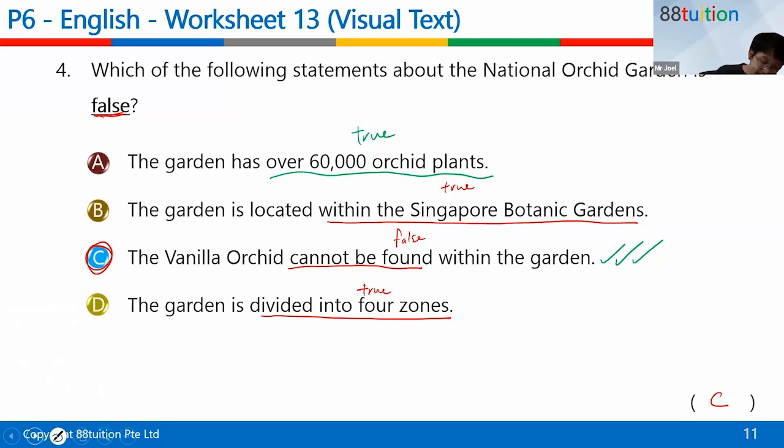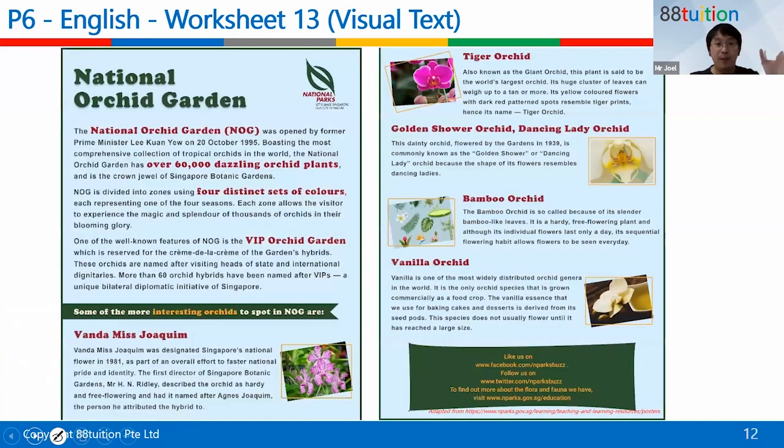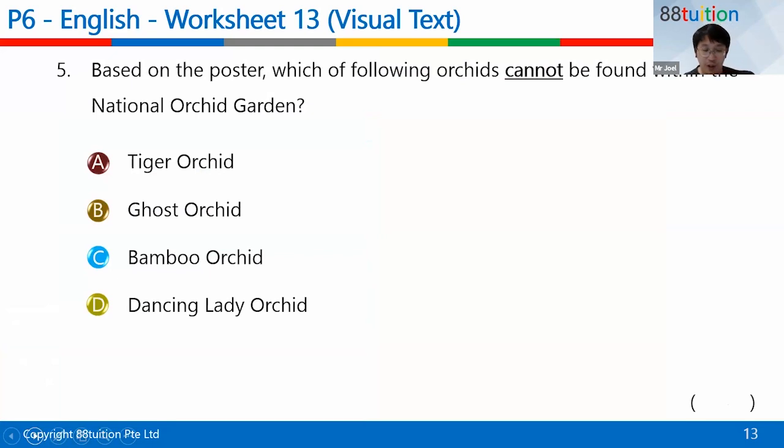Okay. Next. Number 5, based on the poster, which of the following orchids cannot be found in the National Orchid Garden? All right, so this is just assuming from the information on the poster. So I need Dania's answer, I need Rina's answer, and Jairus's answer. So Jairus has gotten it correct already. That's very fast. Thank you, Jairus. Now I just need Rina and Dania. Rina got it correct. Rina corrected herself. Fantastic. How about Dania? Dania is correct as well.